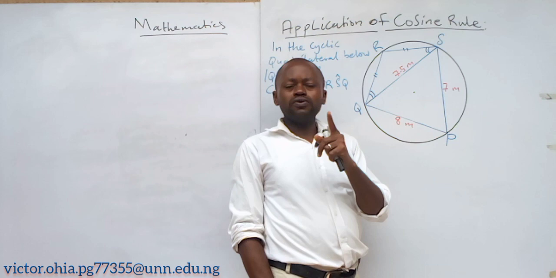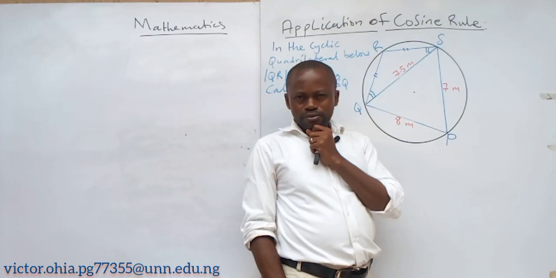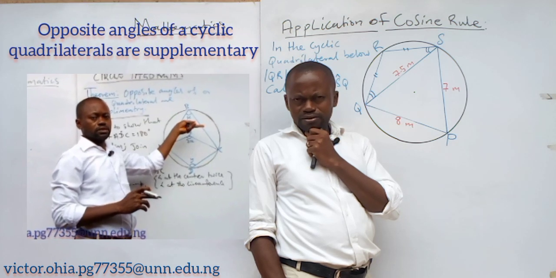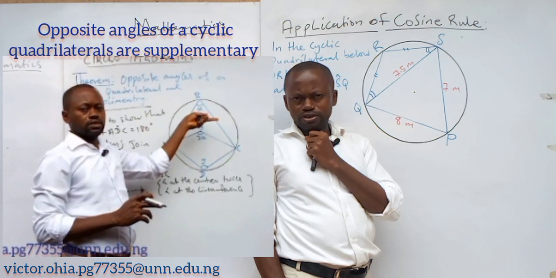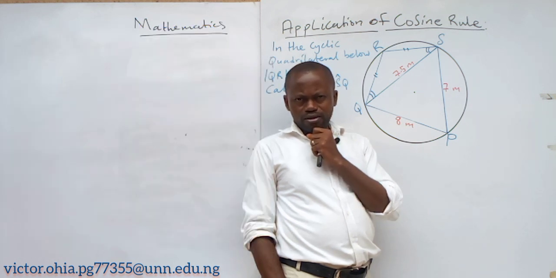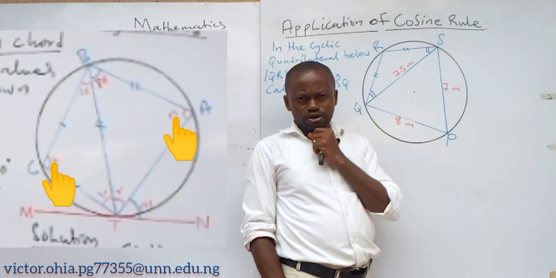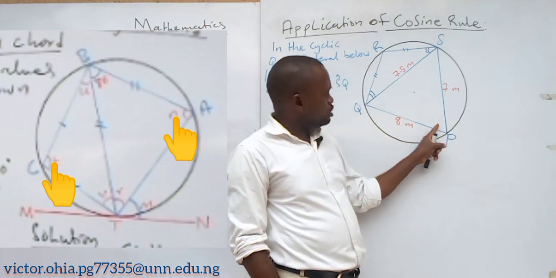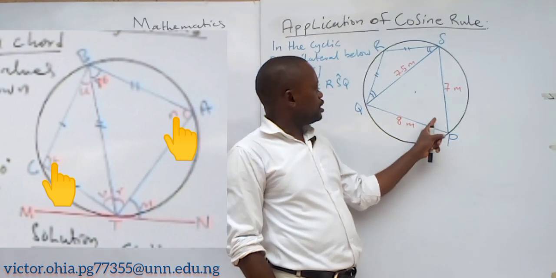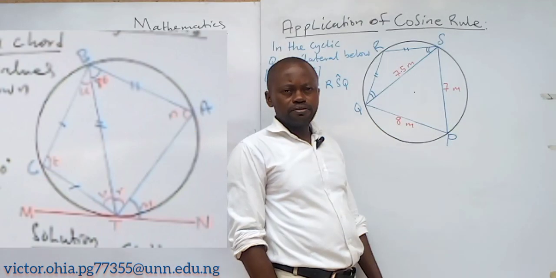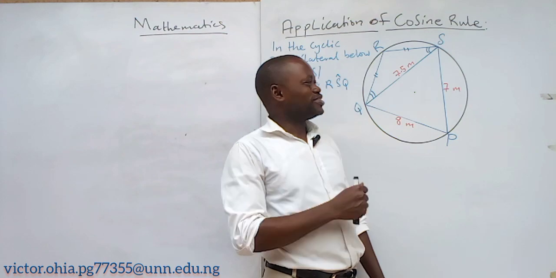Now, when I was handling circle theorems, did you see that theorem that says opposite angles of cyclic quadrilaterals are supplementary? If you were there, you will see that we need to borrow that theorem right now. Because if I can calculate this angle here at P, I can now say that this angle here plus this angle at R are supplementary. I'm sure that is good enough.